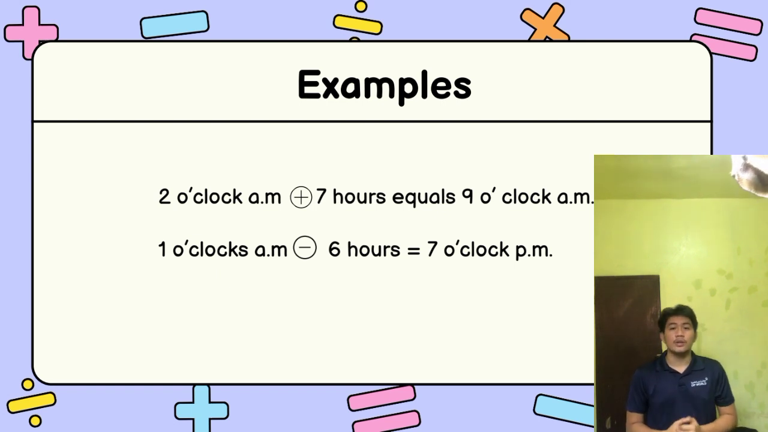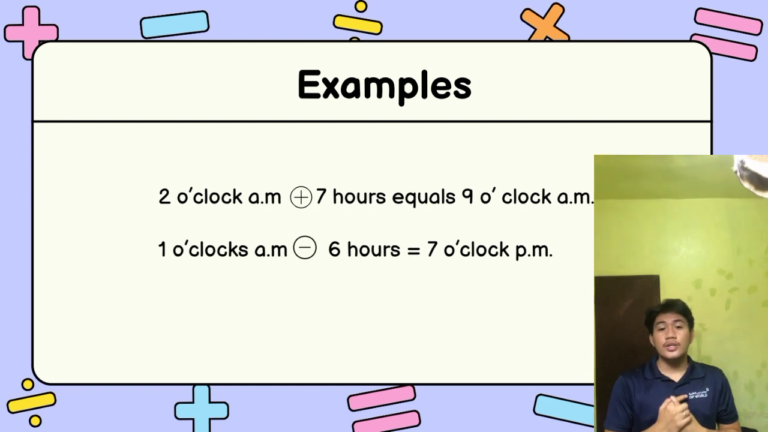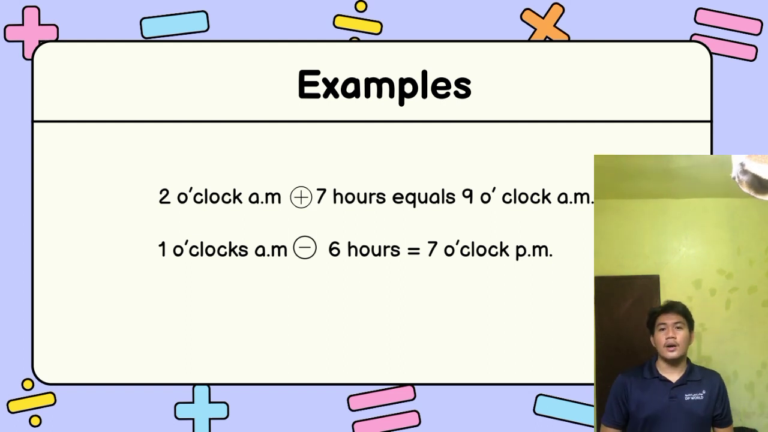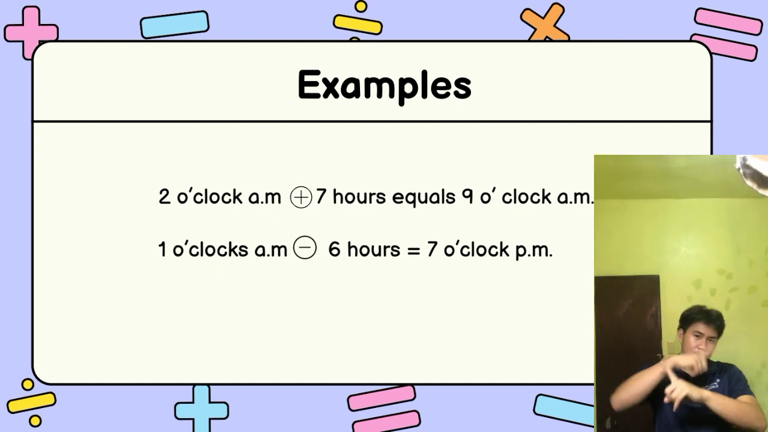Are you wondering why it is 7 o'clock PM? I'm going to explain it. In a clock, the modulus is 12, and 1 o'clock AM is on the right side of 12 o'clock. If we minus 6 hours, it would be 7 o'clock PM, because minus is going backwards.